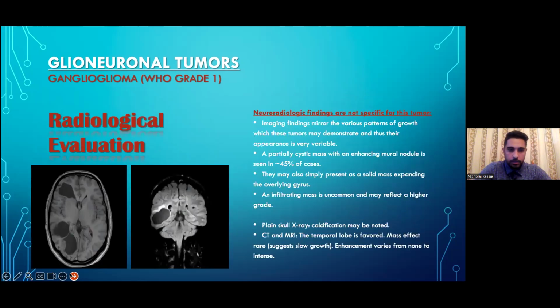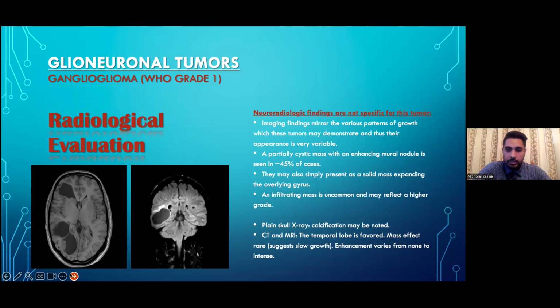Here we have two MRI images to describe these types of tumors. These imaging findings mirror the various patterns of growth which these tumors demonstrate, and thus their appearances are very variable. A partially cystic mass with an enhancing mural nodule is seen in approximately 45% of cases. They may also simply present as a solid mass expanding the overlying gyrus. An infiltrating mass is uncommon and may reflect a higher grade.